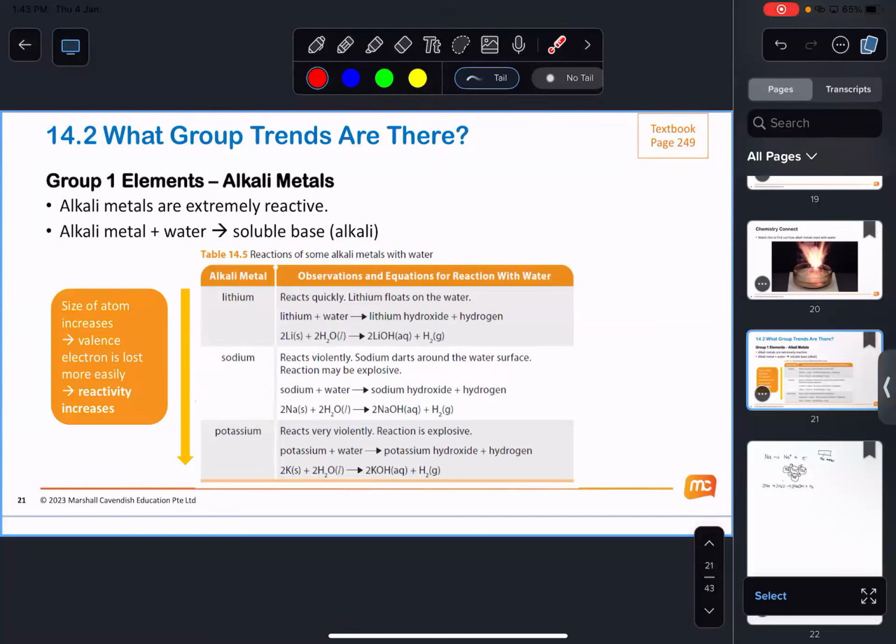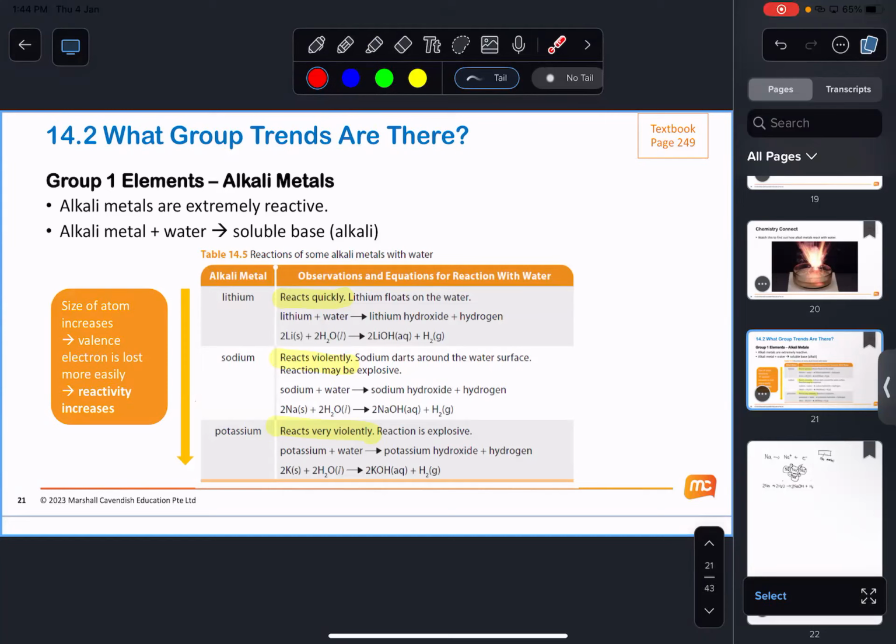But the key focus is on the intensity of the reaction. So react quickly, react violently, react very violently. It sounds very ridiculous, but they are trying to show increasing intensity, right? Why is the reactivity increasing?